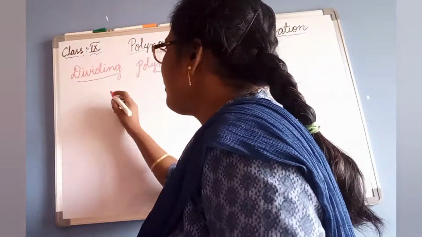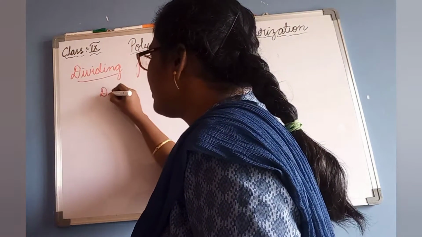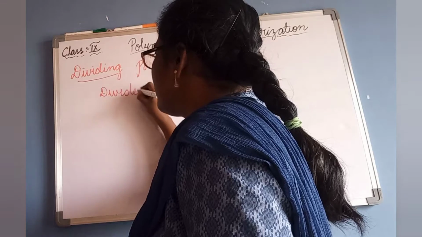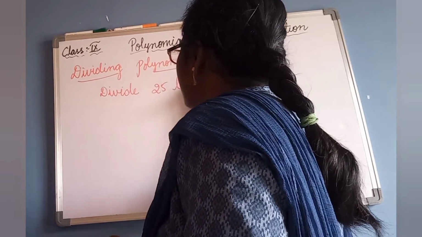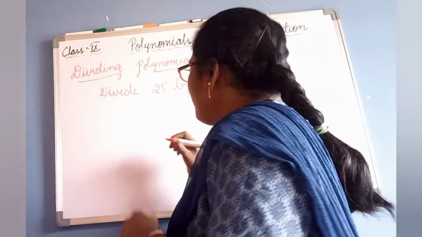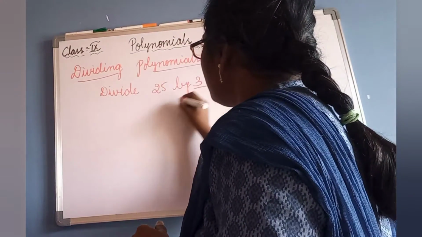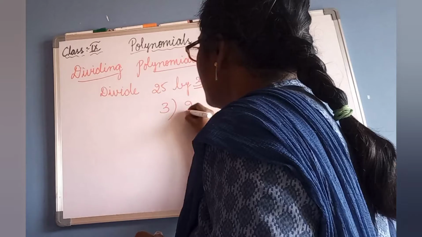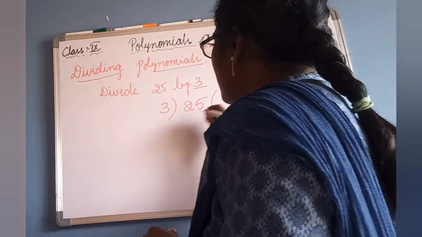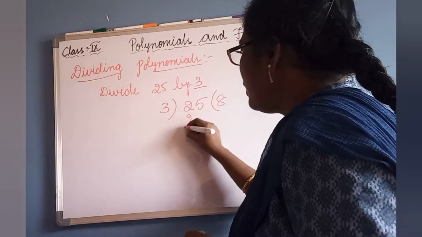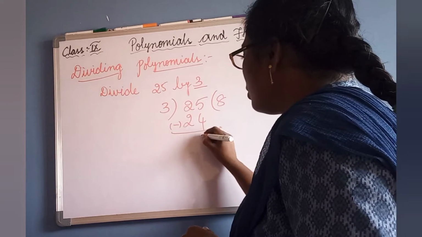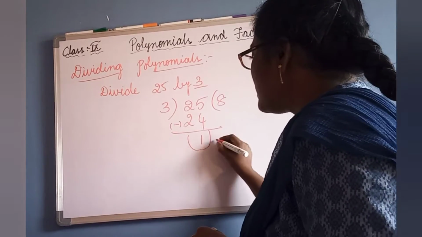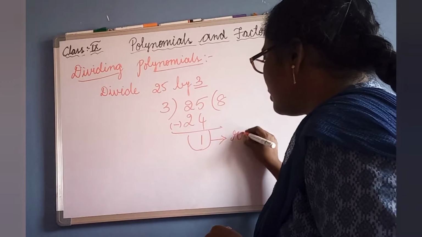So generally, if you divide 25 by 3, how do we do it? 3 8s are 24. So 5 minus 4, you will be getting 1. So this is nothing but the remainder.